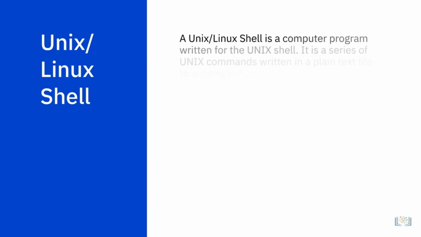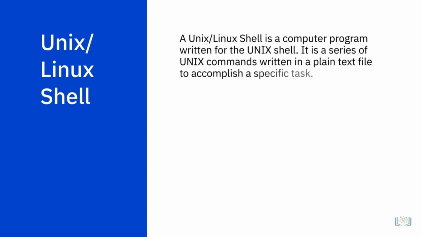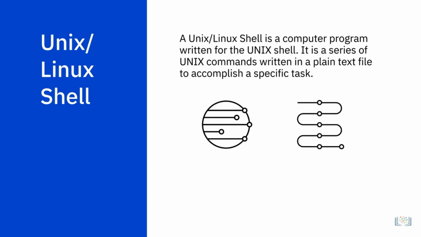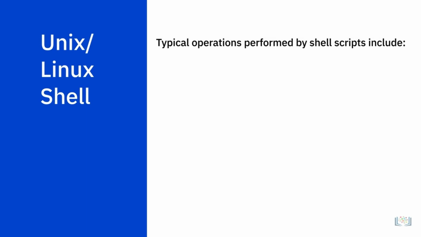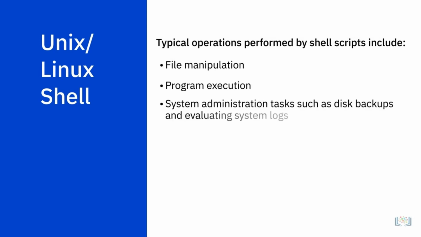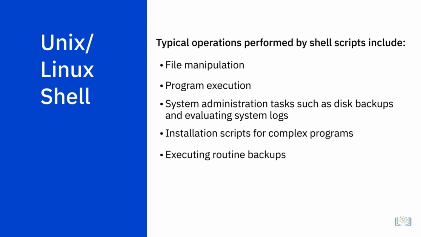A Unix or Linux shell is a computer program written for the Unix shell. It is a series of Unix commands written in a plain text file to accomplish a specific task. Writing a shell script is fast and easy. It is most useful for repetitive tasks that may be time-consuming to execute by typing one line at a time. Typical operations performed by shell scripts include file manipulation, program execution, system administration tasks such as disk backups and evaluating system logs, installation scripts for complex programs, executing routine backups, and running batches.